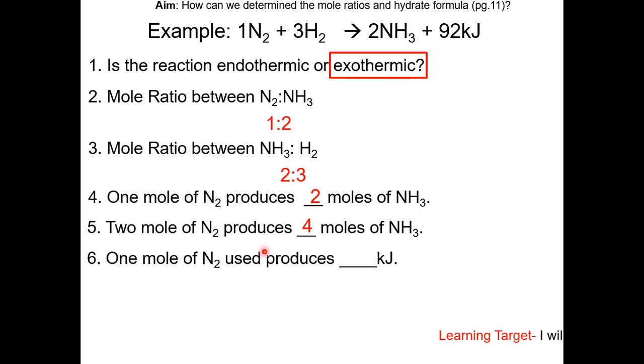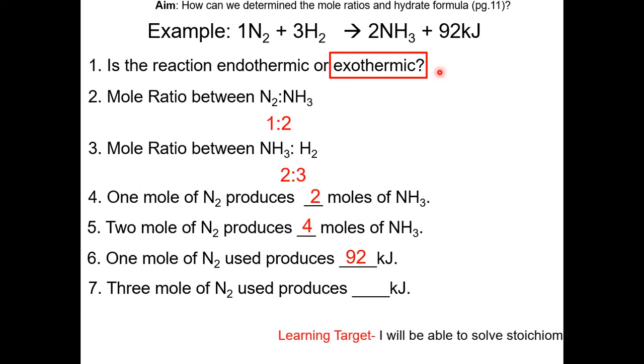1 mole of N2 produces how much energy? So based off the chemical equation, it will be 92 kilojoules. 3 moles of N2 produces how much energy? If we know 1 mole of N2 produces 92 kilojoules, we just multiply it by 3. That should give us 276 kilojoules.